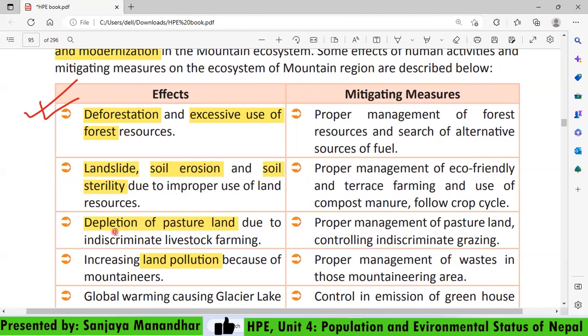That can be done. Similarly, depletion of pasture land. Pasture land means grazing area, where we graze the animals. Depletion of pasture land due to indiscriminate livestock farming. Because of random livestock farming, the pasture lands are depleted. That is the effect. And how can we minimize that? Proper management of pasture land, controlling indiscriminate grazing. We can manage the pasture land, and we can control the random grazing.